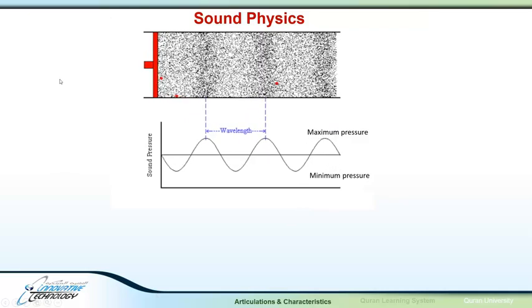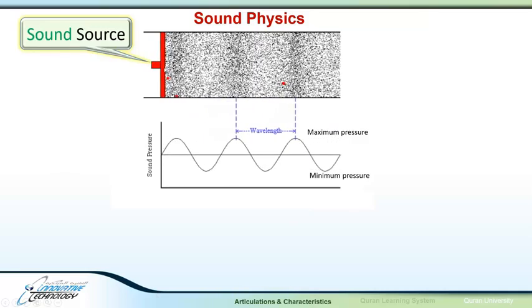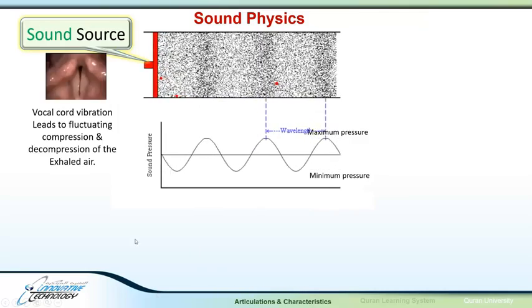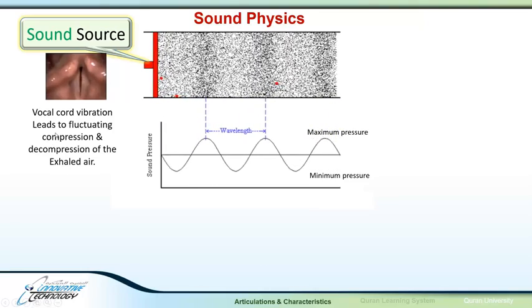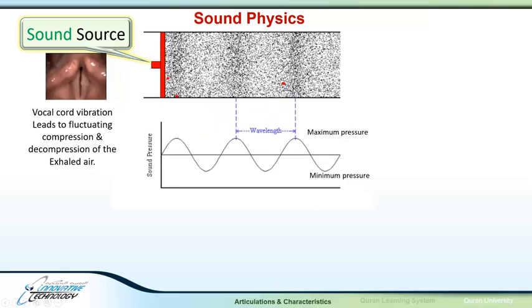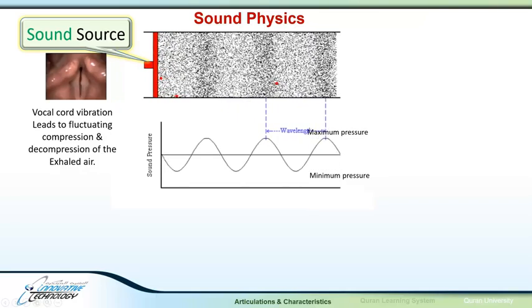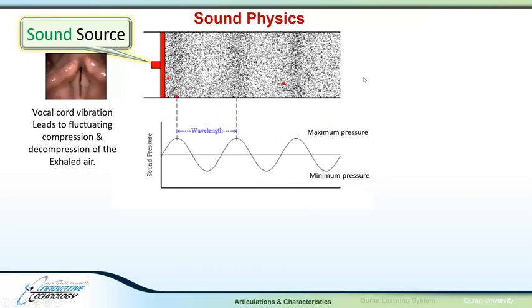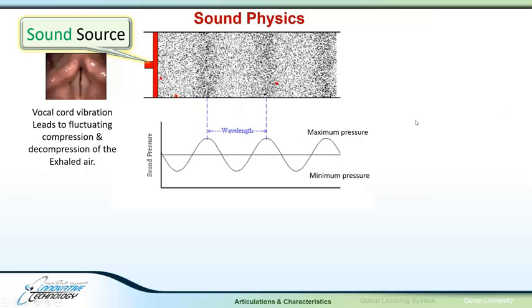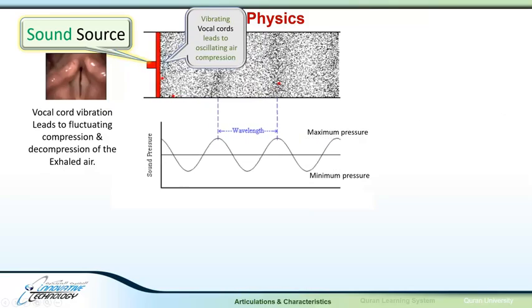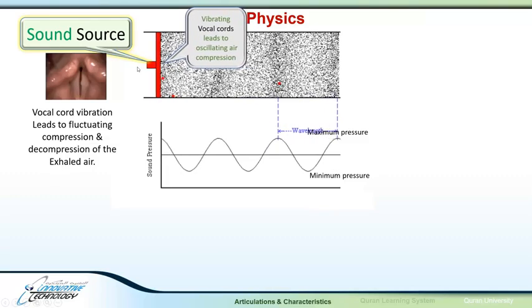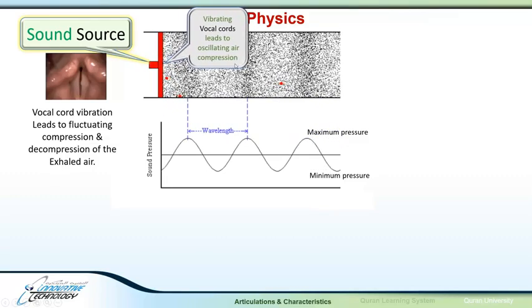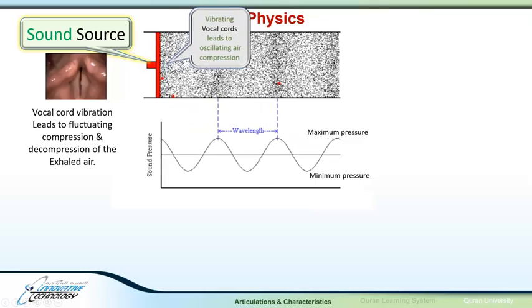Now, in case of humans, the source of this sound is basically the vibration of the vocal cords, and that vibration of the vocal cords causes fluctuating compression and decompression of the exhaled air particles as it passes beyond the vocal cords towards the outside. Here we see the vibration of the vocal cords to the right and left oscillating, which in turn leads to oscillation in the air compression in front of it.